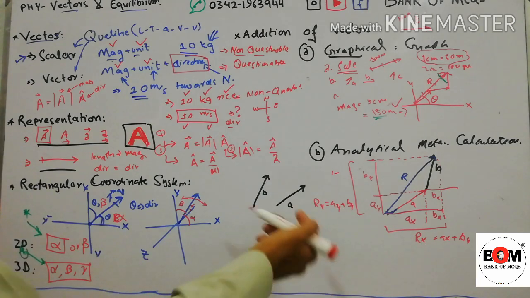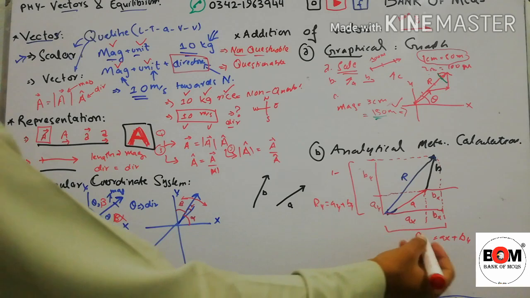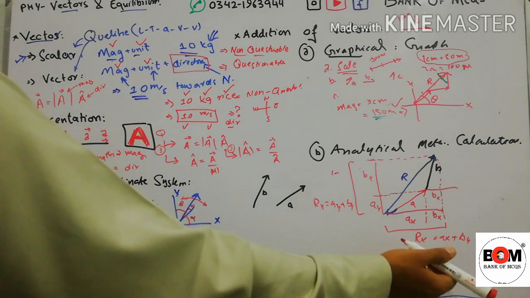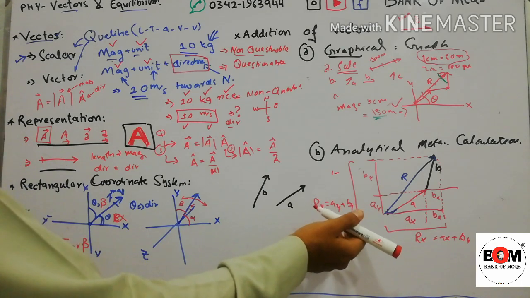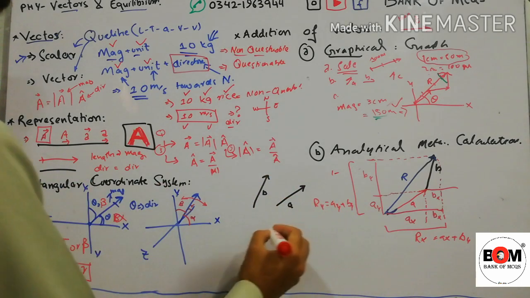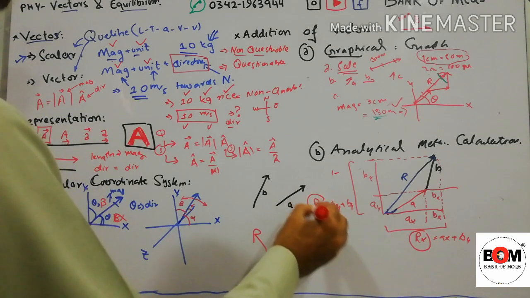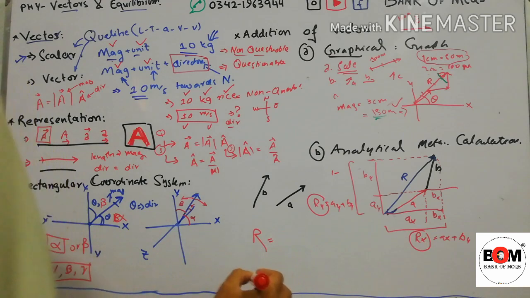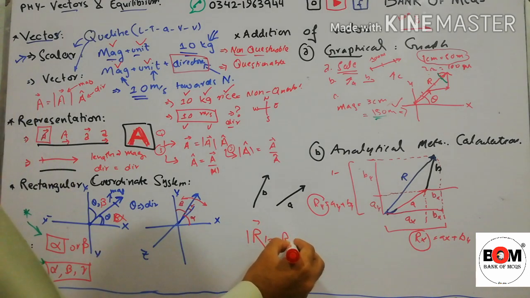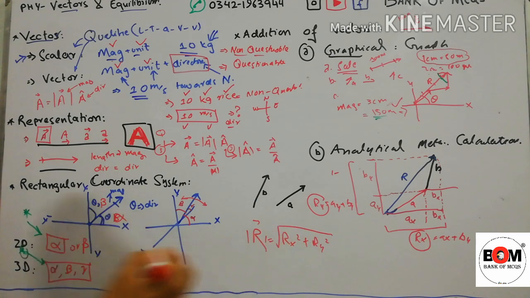So in this way we will draw the vectors. We will draw the x and y components, and the summation of the x components will give us rx, the resultant x component, and the summation of the y components will give us ry. Now to find the magnitude of r, as we know rx and ry, the magnitude of r will be equal to the square root of rx squared plus ry squared.